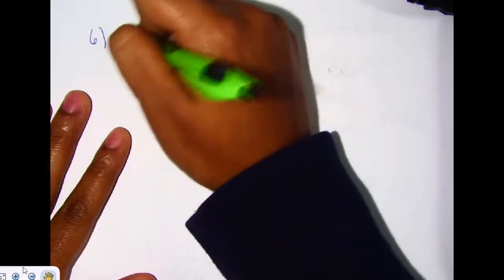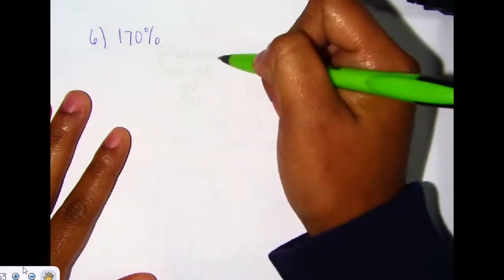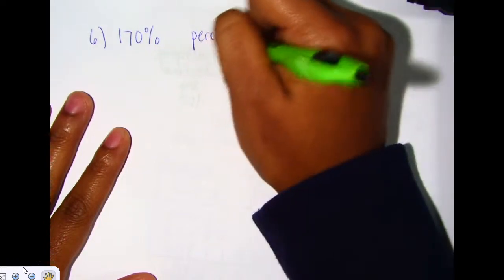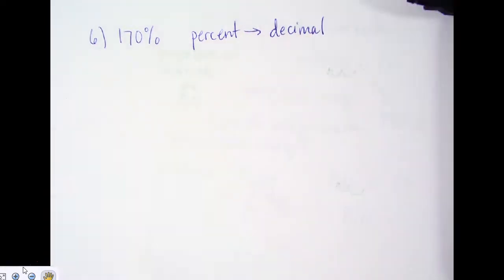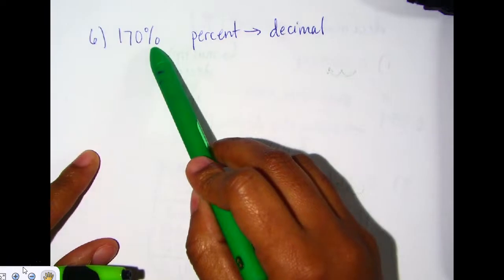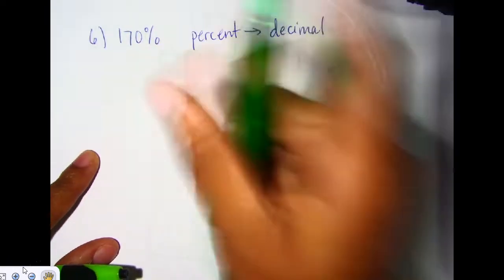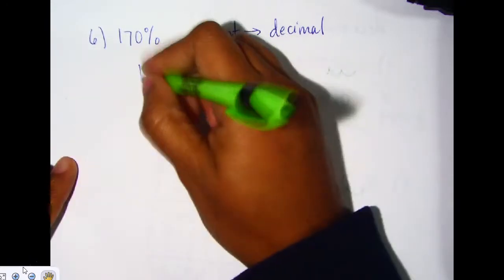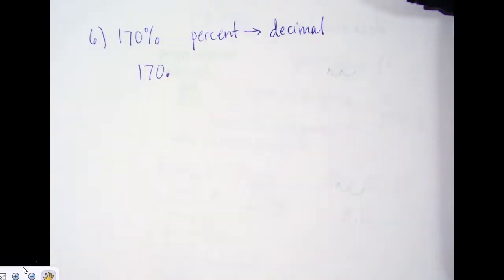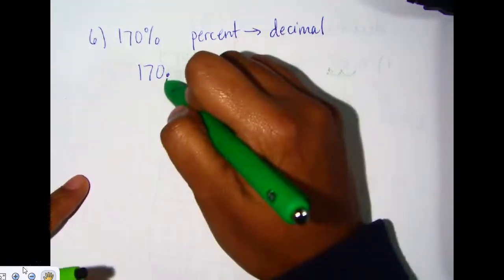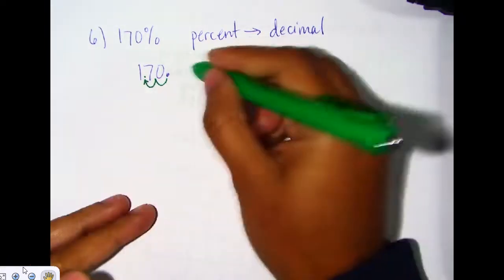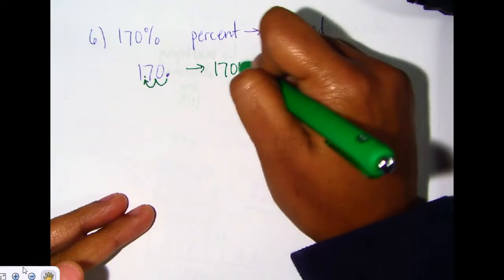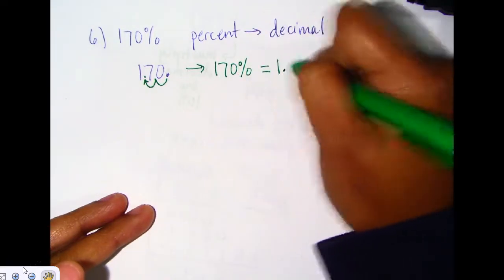So for number 6, it says we have 170%, and again, this is asking us to change the percent to the decimal. So again, choose what you like. I'm going to do the swing method. So I'm going to ball up this percent symbol into like a balled up dot. So I would have 170 with a dot in the back. And I'm going to swing it 2 places forward or to the left, bringing it forward. It's going to end up being right there. Okay, so the final answer to this is that 170% is equal to 1.70.